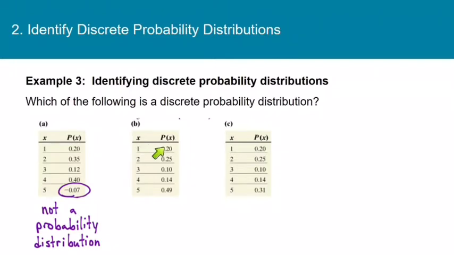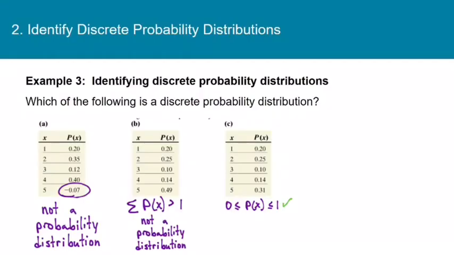And on part B, let's look at this table. Again, we have 5 possible outcomes, but here the probabilities, when you add them together, you get a sum that's larger than 1. And the probabilities have to add up to 1. So this is not a probability distribution either. And let's look at the third one. In the third one, all of the probabilities are between 0 and 1, so that's a good thing. And if we add these probabilities together, we'll see that the sum of all the probabilities is 1. So we can say for certain that this is a valid probability distribution.